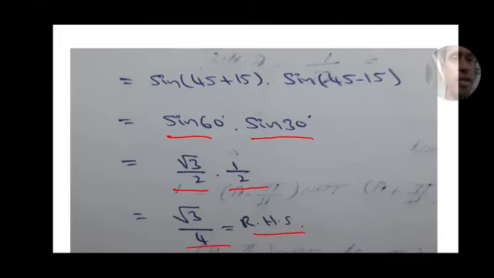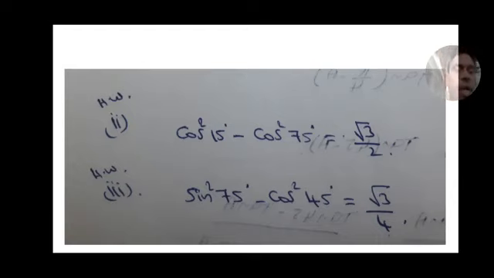Okay, next homework problem, same type: cos square 15 minus cos square 75 equal to root 3 by 2. It uses the cos square a minus cos square b formula. And the next one, sin square 75 minus cos square 45. Okay, use the formulas and do the homework problems.